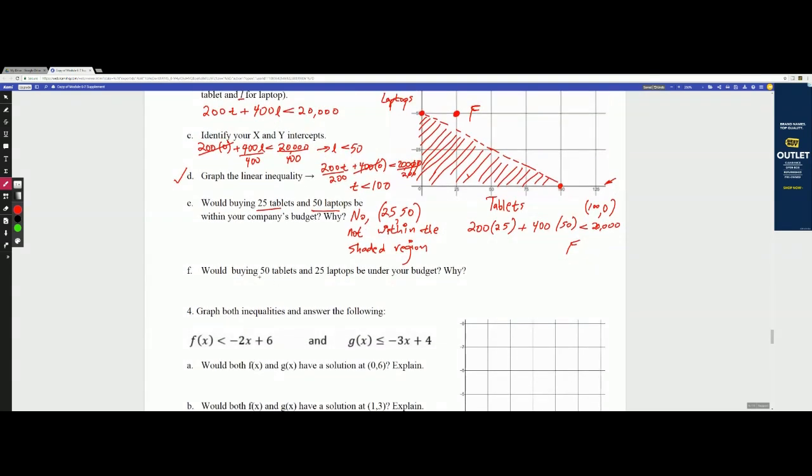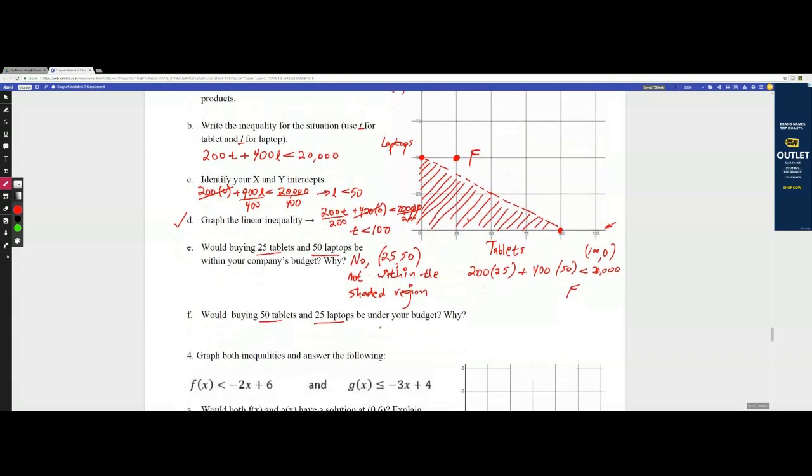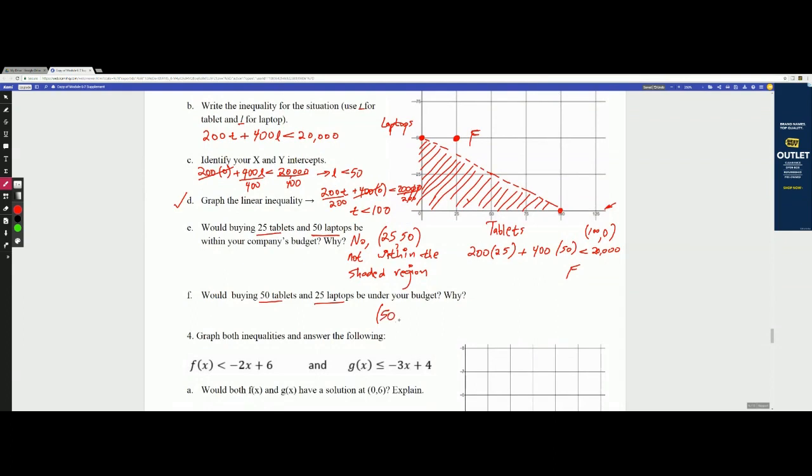All right, would buying 50 tablets and 25 laptops be under your budget, and why? So let's go to 50, comma 25.